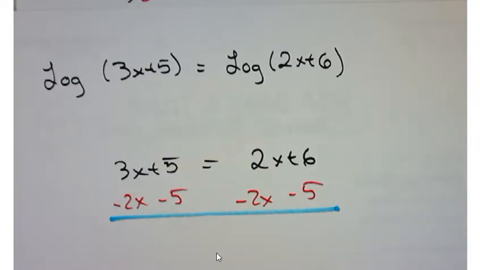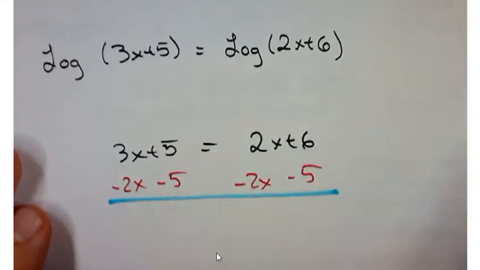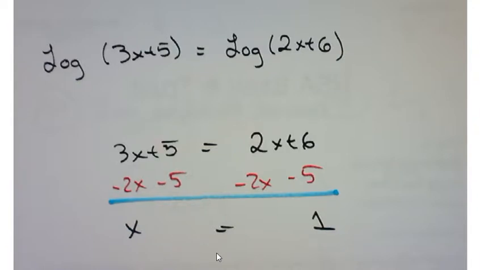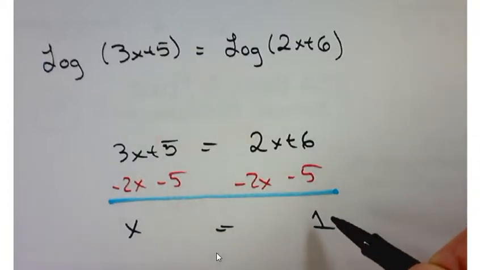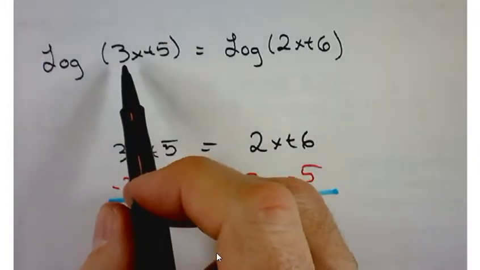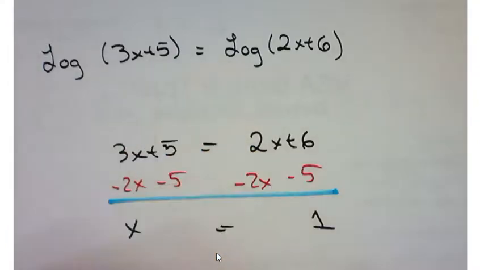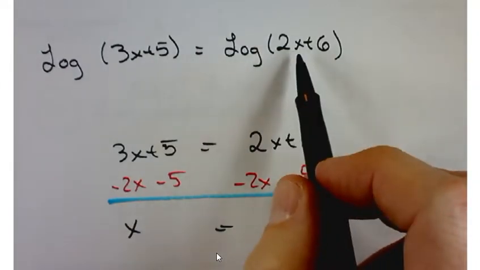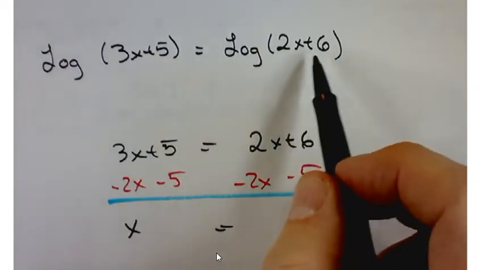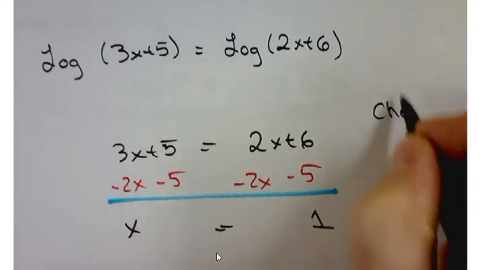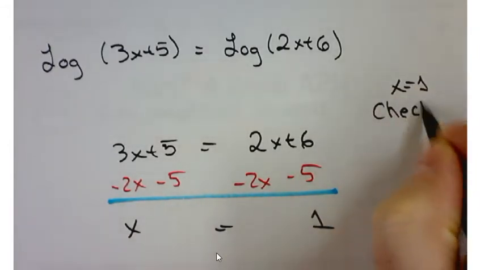Elena, what comes out of this? Sure, x equals 1. And that's it, you're done. Now you should go back and make sure that this actually doesn't create any problems. And if I put a 1 here, okay, I get 3 times 1 plus 5 is 8. So I get the log of 8. On the right-hand side, 2 times 1 is 2 plus 6 is 8. So I get the log of 8 equals the log of 8. So it checks. X equals 1 checks.